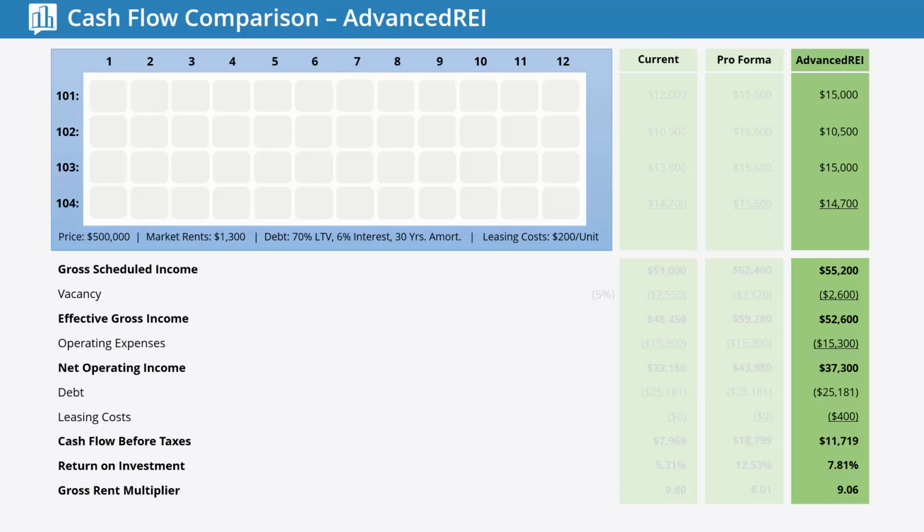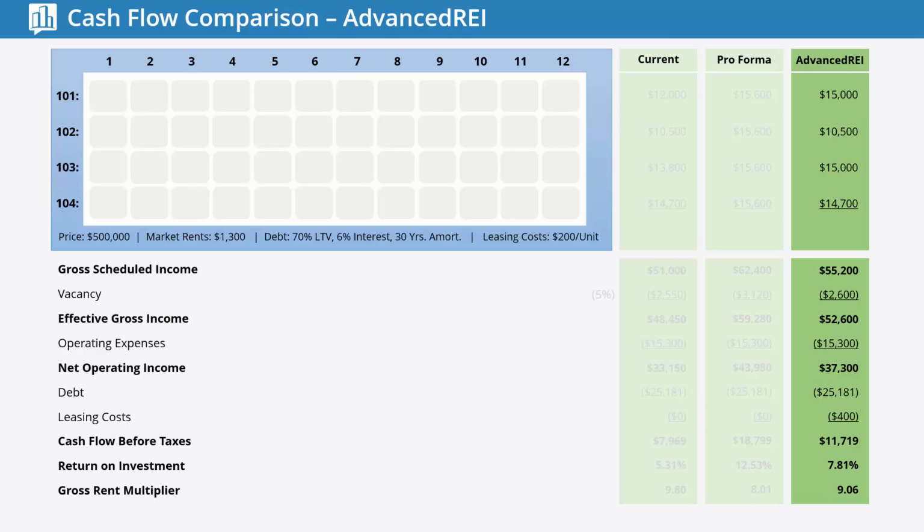Now, to fully appreciate the benefits of using AdvancedREI's cash flow model, we need to look at it through the lens of the seller and the buyer. Now, the seller's objective is to achieve the highest price possible in the shortest period of time. In order to achieve that goal, a seller must demonstrate to a buyer a clear path to increase profits and value. So how do you do that?